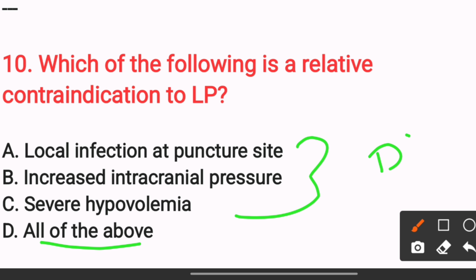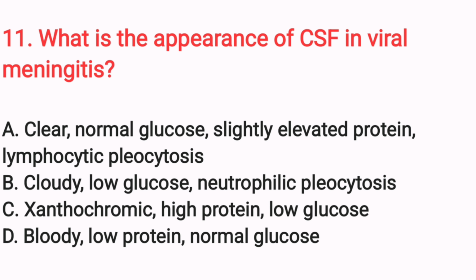So answer will be option D. Next question, what is the appearance of CSF in viral meningitis? Option A, clear, normal glucose, slightly elevated protein, lymphocytic pleocytosis. Option B, cloudy, low glucose, neutrophilic pleocytosis.